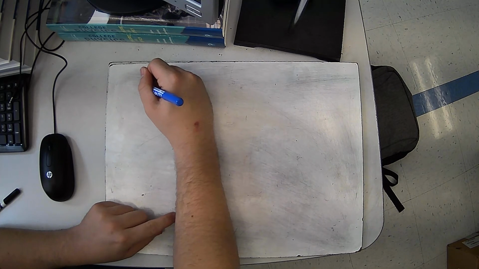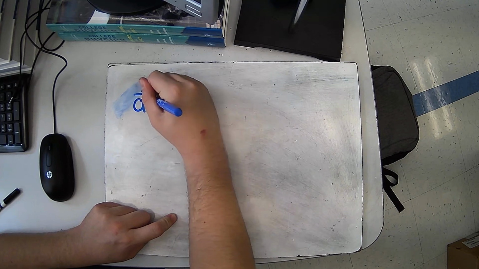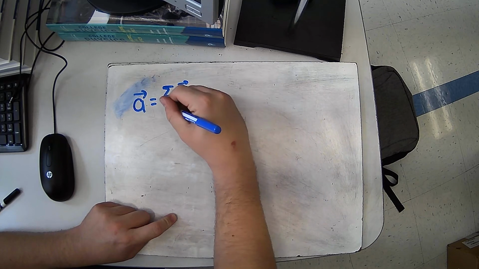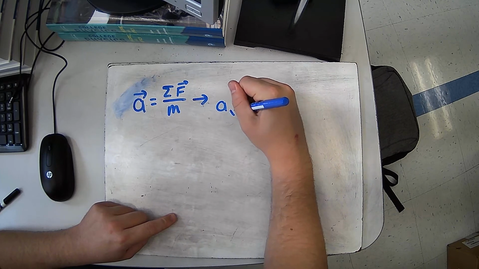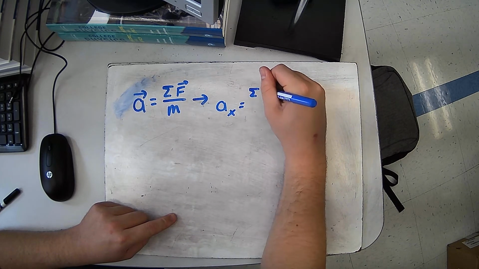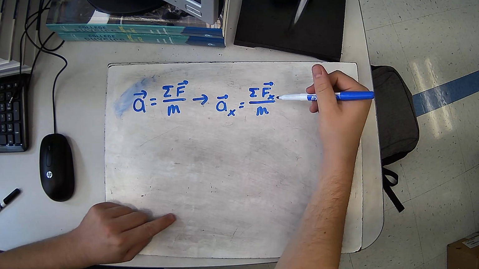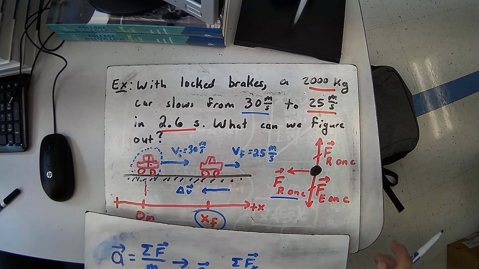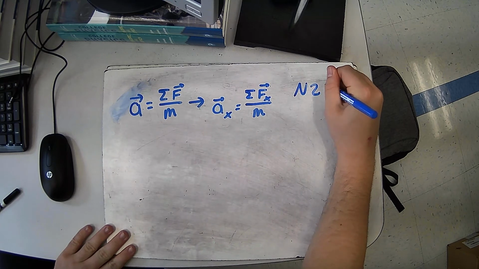Let's see. I'm going to write some equations. We have Newton's second law is that the acceleration is equal to the sum of our forces over mass. And in particular, we can take this to just look at the horizontal component. The acceleration in the x direction is equal to the sum of the forces in the x direction divided by the mass of the car. So we can ignore these two vertical forces when looking at the horizontal direction. All right. Excellent. So this is Newton's second law, N2L.